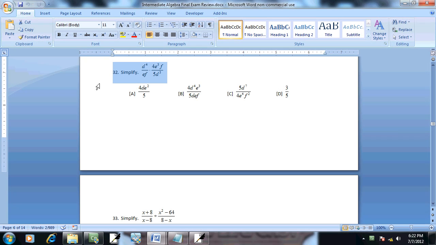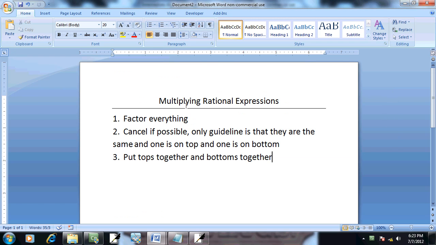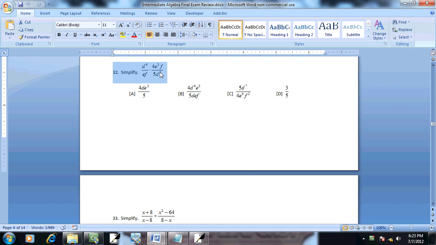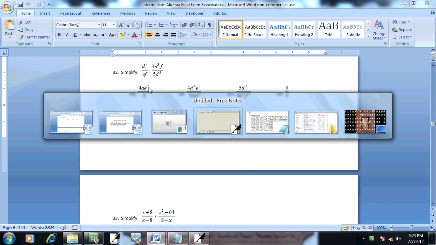Let's take a look at another multiplication. Now this is in the rational expression section, but really doesn't fit those. To refresh your memory on multiplying rational expressions, we factor everything, cancel if possible. Only guideline is that they're the same, one is on top, one is on bottom. Third step, put tops together, bottoms together. This does not fit at all, and we'll talk about how to work this one.